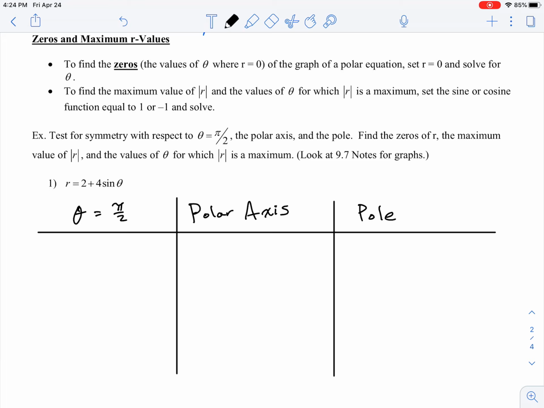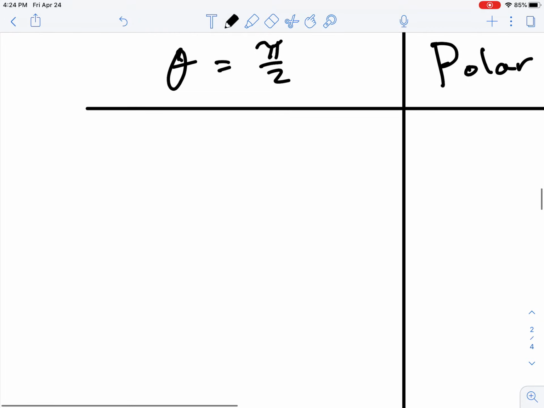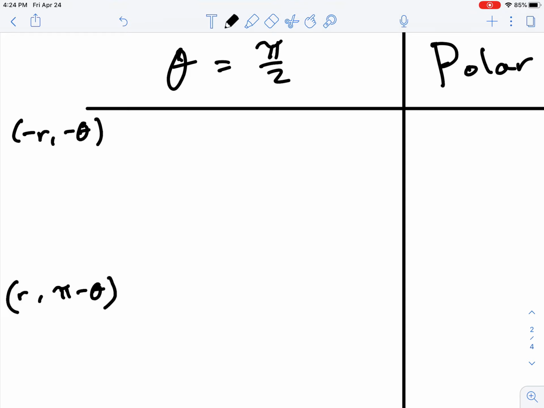But let's go ahead and set up a table and break down the three things that we're going to be looking for. We're checking to see if it's symmetric with respect to pi over 2, the polar axis, or the pole. So let's start with the angle theta equal to pi over 2. In referencing your notes, we know that if a graph is symmetric with respect to pi over 2, it means we can replace r and theta with either negative r and negative theta, or r and the angle pi minus theta, in other words, the supplement.